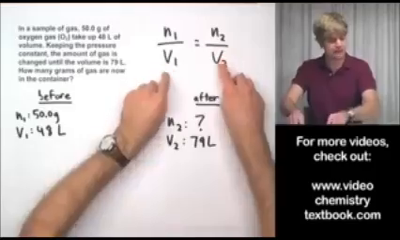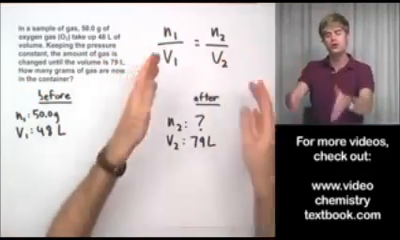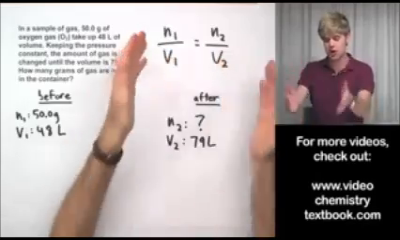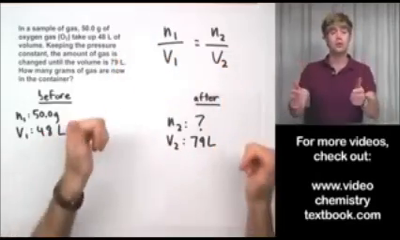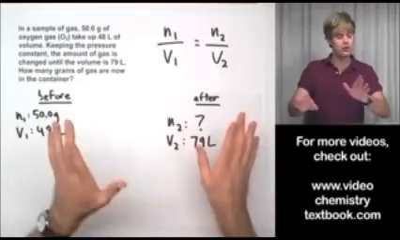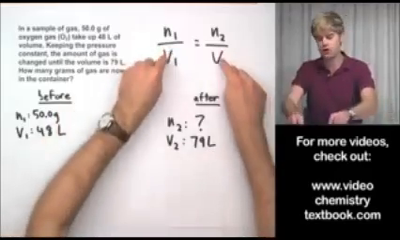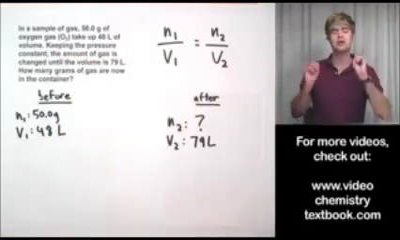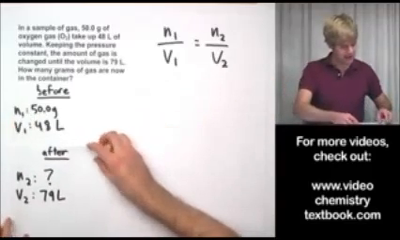The other thing is the V's. It doesn't matter what units the volume is in, as long as they are both in the same units. So liters here, we're set. If this was milliliters, milliliters, that would also be okay. But it wouldn't work if one was milliliters and the other was liters. So volume units don't matter as long as they're both the same. Okay, so now I've got my before and I've got my after.